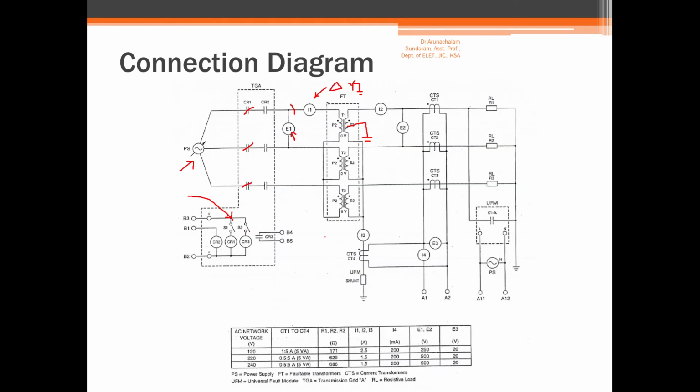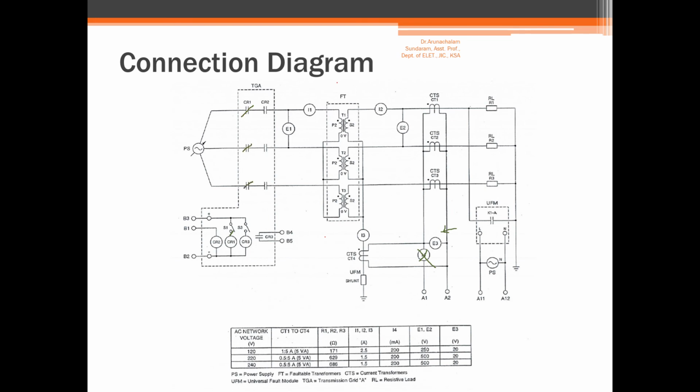Now let me go back to this circuit and explain the second part of the experiment, what you are going to do. You are going to remove the current transformer and now connect the voltmeter. So under normal condition, CR1 is closed and CR2 is automatically closed. So these contacts are normally closed.